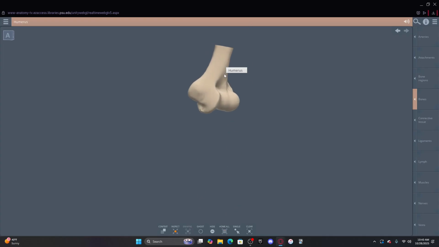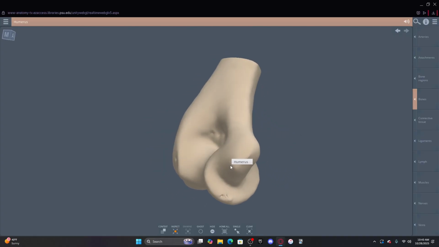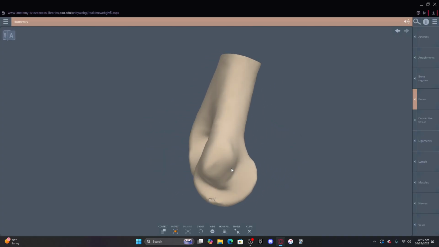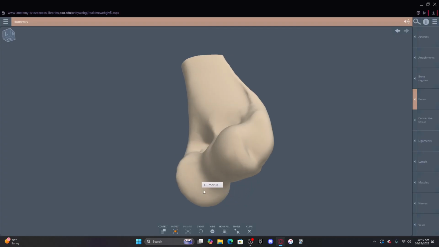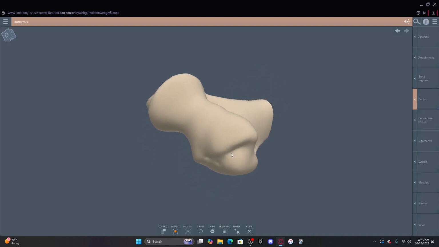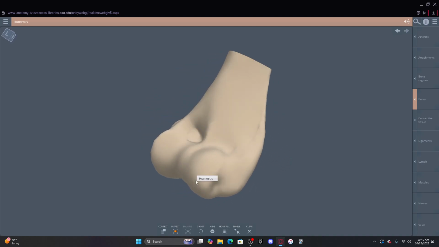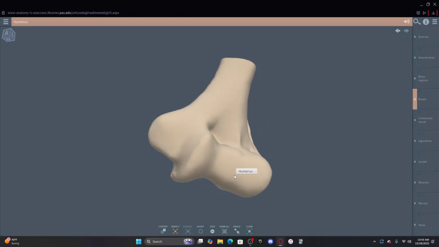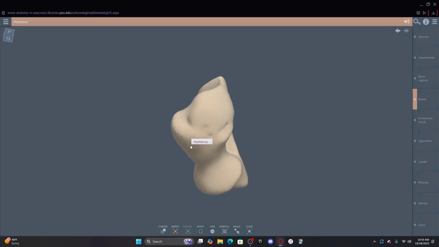So if I inspect that, this rounded circular projection right here, this is our trochlea. And then kind of this cap-like rounded structure, this is our capitulum. So trochlea, capitulum.